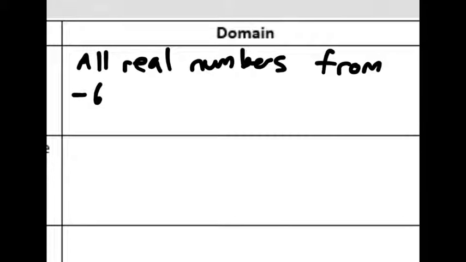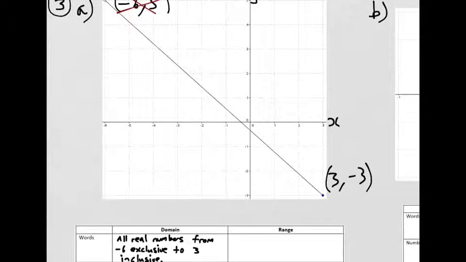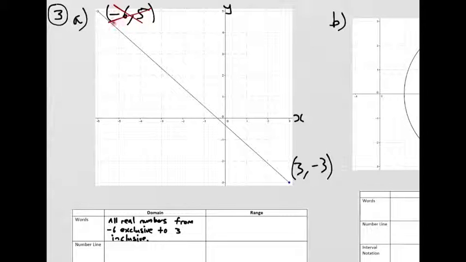In words, the way we say that is all real numbers from -6, you always write the smallest one first, exclusive, that means we don't include -6, to 3 inclusive, which means we do include 3. Remember, we're just talking about the x coordinates. The lowest one is -6, the highest one is 3.